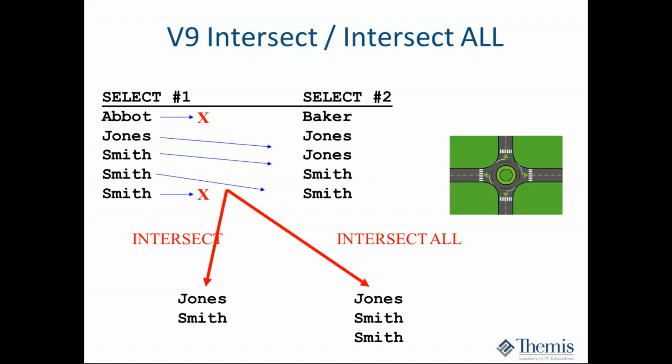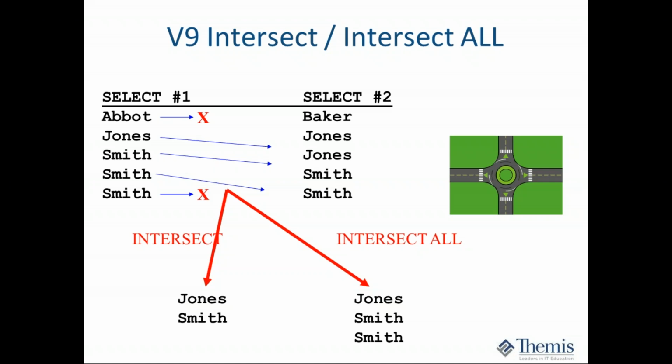But here's an example here. If I have a query 1 and I do an intersect into query 2, the syntax is going to look just like a union or a union all. And let's say this is what we get. We just have 1 column coming out. If I do an intersect, the intersect's going to say, okay, in one query I have some Abbotts, Jones, and Smiths. In the other query I have some Bakers, Jones, and Smiths. But what's the intersection there? Well, the intersection is they both have some Joneses and they both have some Smiths.